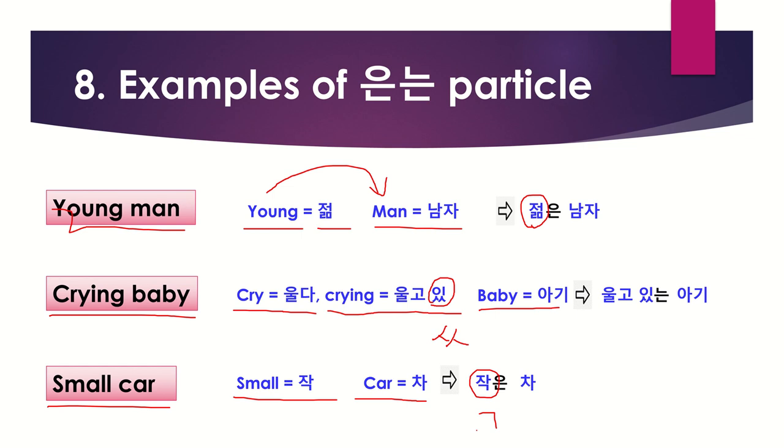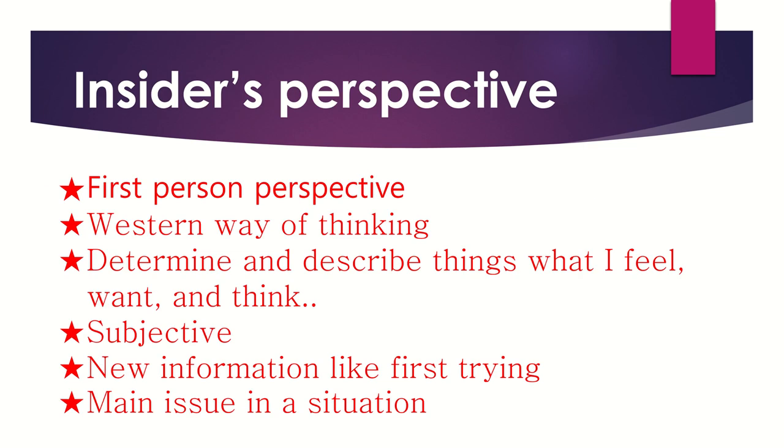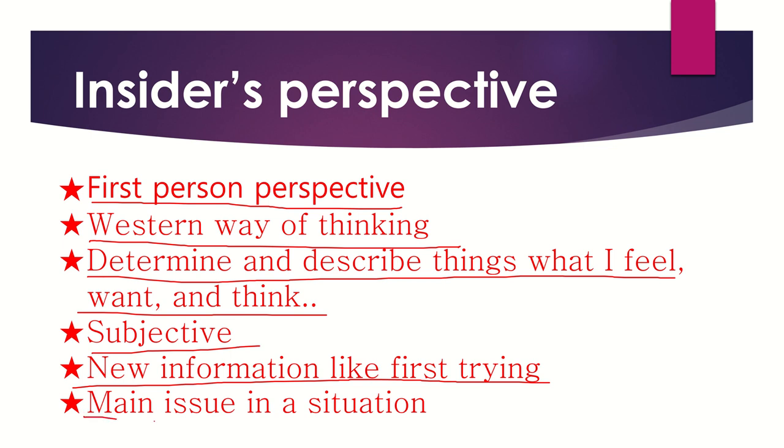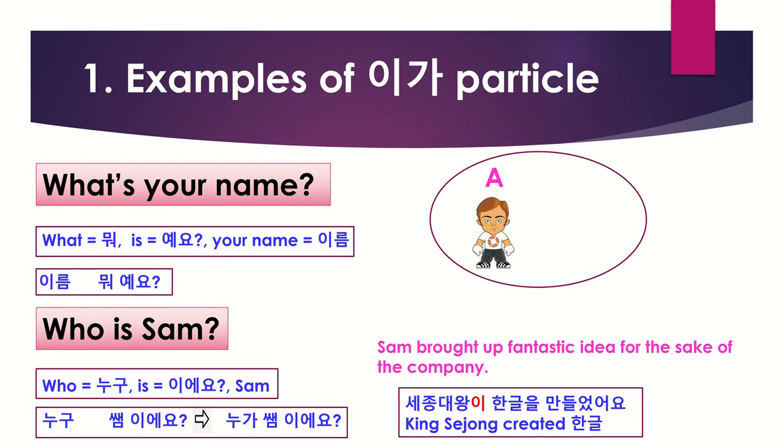Okay, all right. And compared to the outsider's perspective, the insider's perspective is like this. First-person perspective, a Western way of thinking, to determine and describe things, what I feel, and want, and think, and subjective, new information, like first try or first experience, and the main issue in our situation. Alright? In this case, we use the insider's perspective, 이 and 가. Okay?